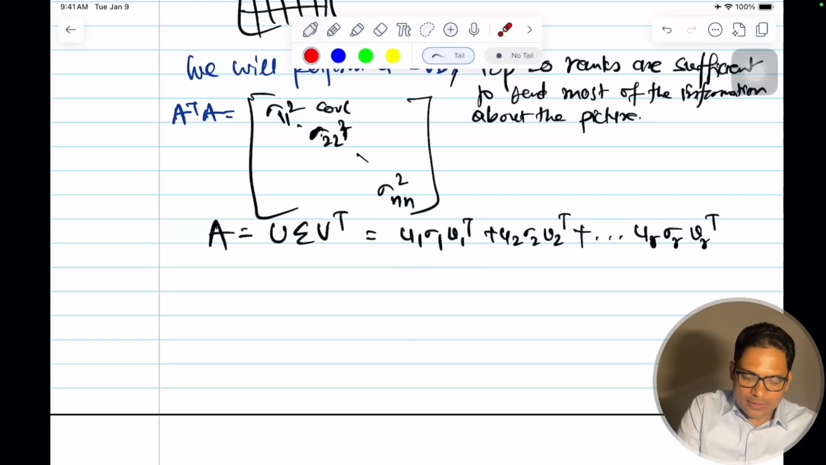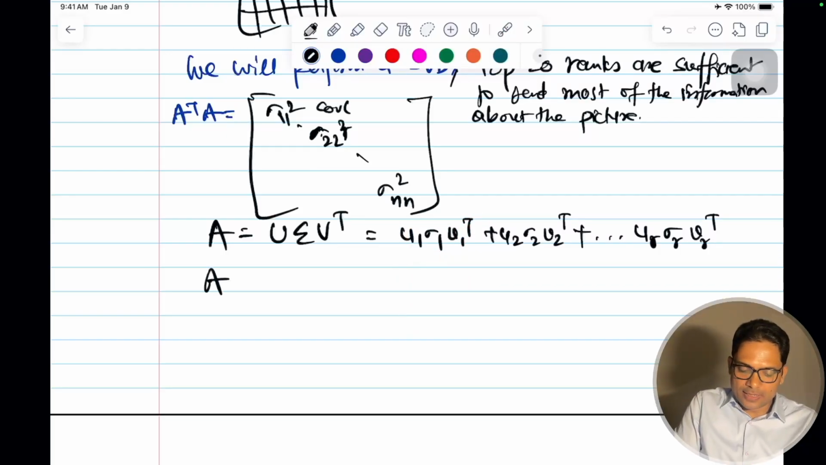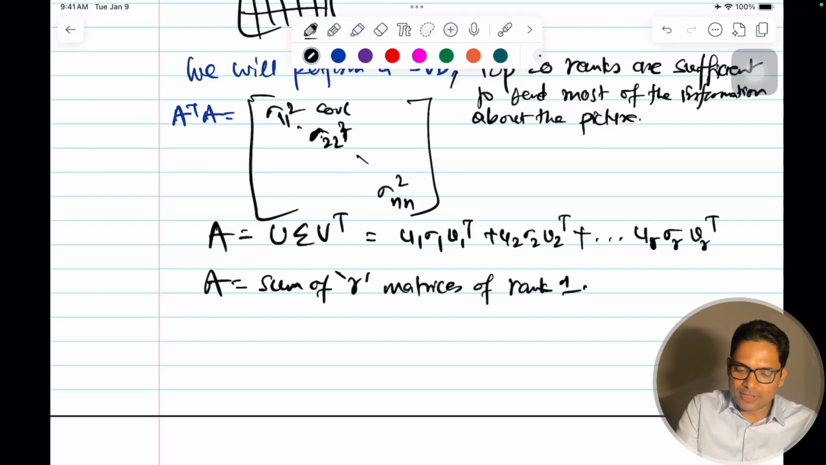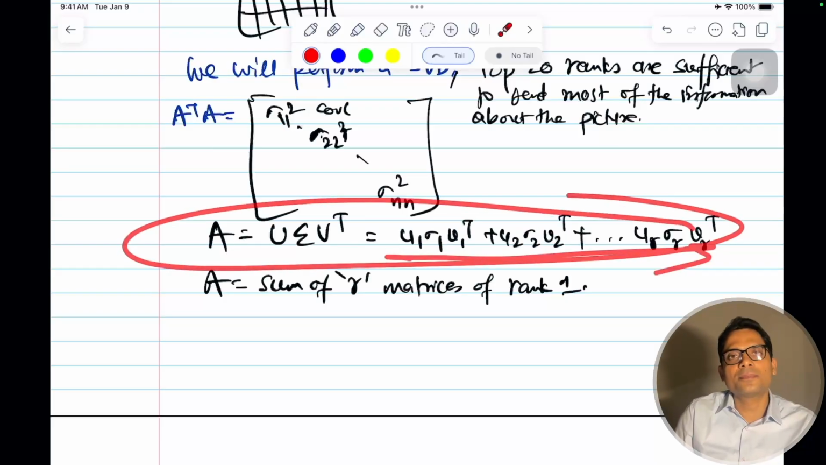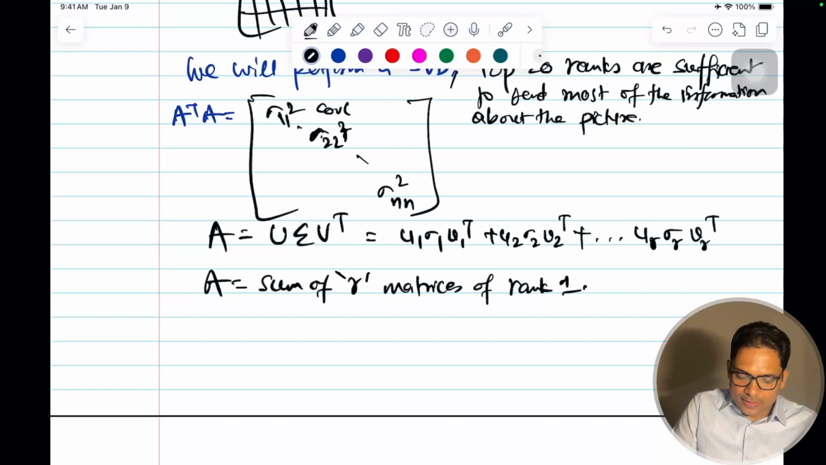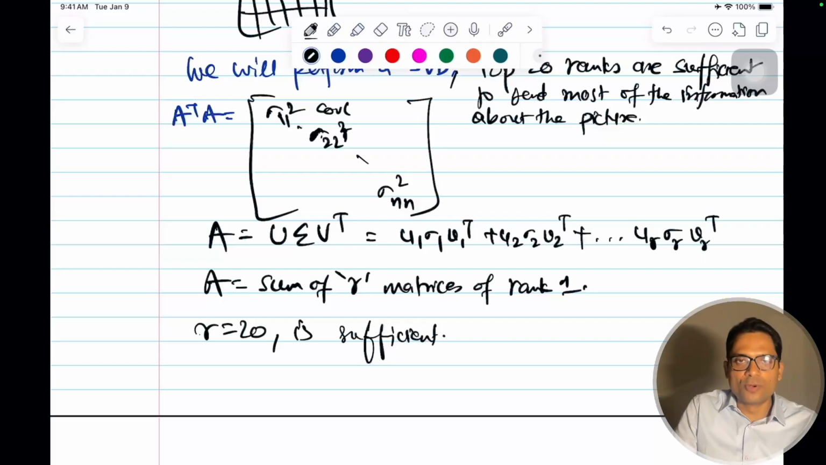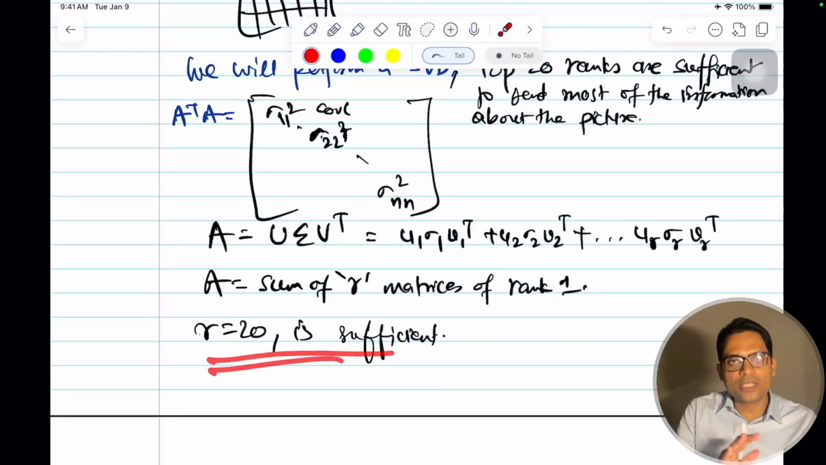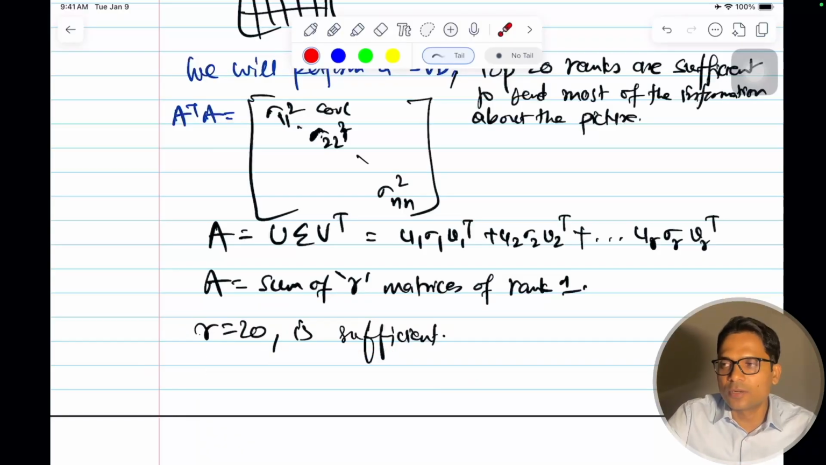So we can write A as the sum of R matrices, whatever the rank is, each of rank 1, because each of them carries some information, and we are sending R such matrices. Out of that, we know that R equal to 20 is sufficient to reproduce the image to a convincing level so that we can recognize it. So we just need to send the top 20 images on the downlink.